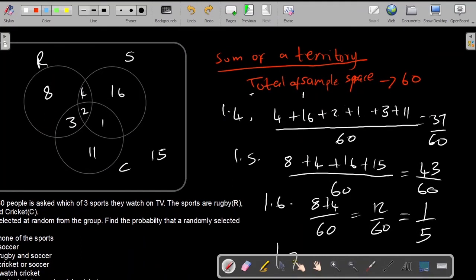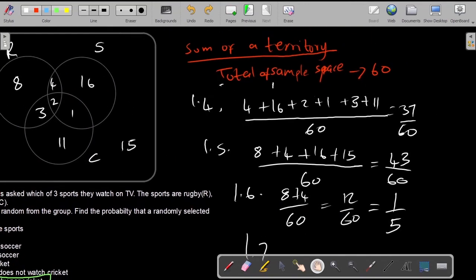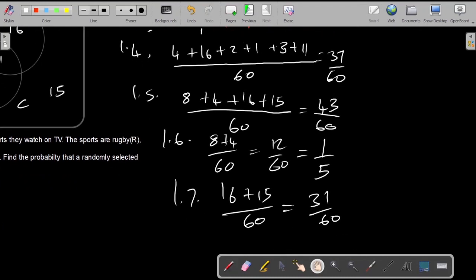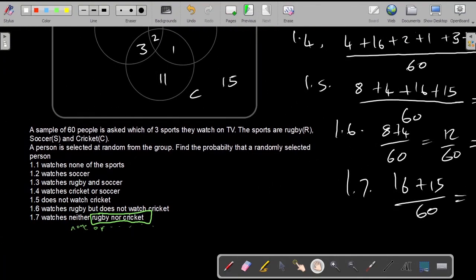Looking at that, since R and C are over there, we're only looking at 16 and 15 because those people don't watch rugby or cricket. And you just add those two up, and the final value should be 31/60. And you can't simplify this, and that is how you basically answer these types of questions.